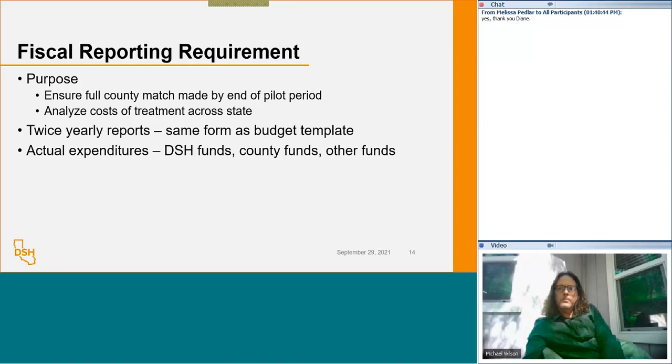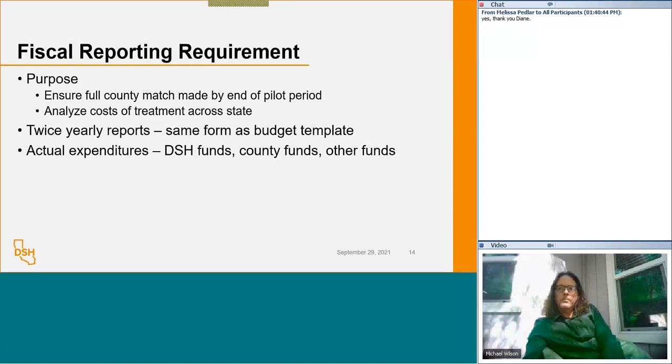And we also are going to be looking at these reports as a way to really analyze the costs of treating this particular target population out in the community. If you try to look for community costs for individuals who have serious mental illness and criminal justice backgrounds, it's difficult to find good numbers on what those costs are. So we're hoping that this pilot project can help us better understand what those costs are here in California, in different parts of our state, and different types of communities.